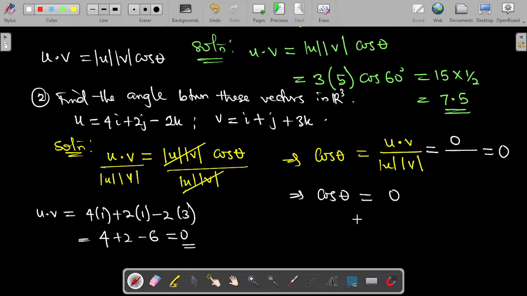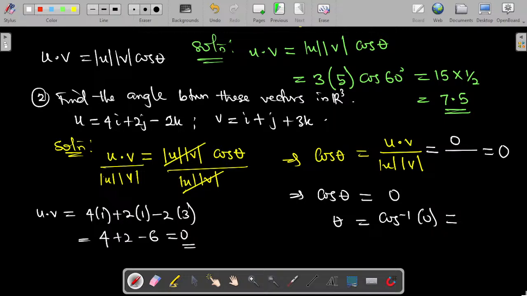So how do you get your theta now? Your theta is simply equal to, take the cosine to the other side, cos inverse of 0. And what is cos inverse of 0? You use your calculator. Of course, in the exam, we allow you to use a calculator. Help me with the cos inverse of 0.